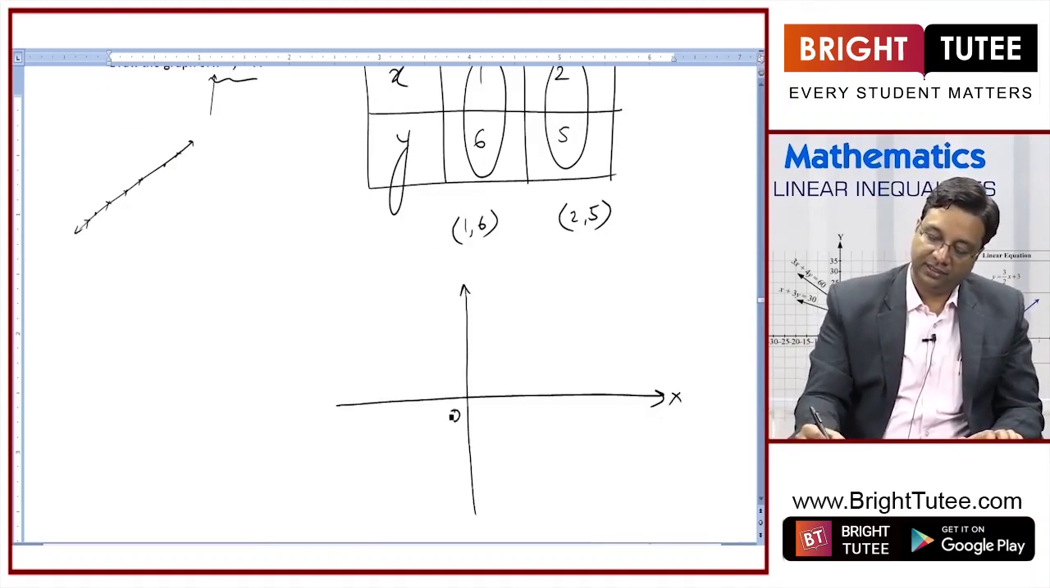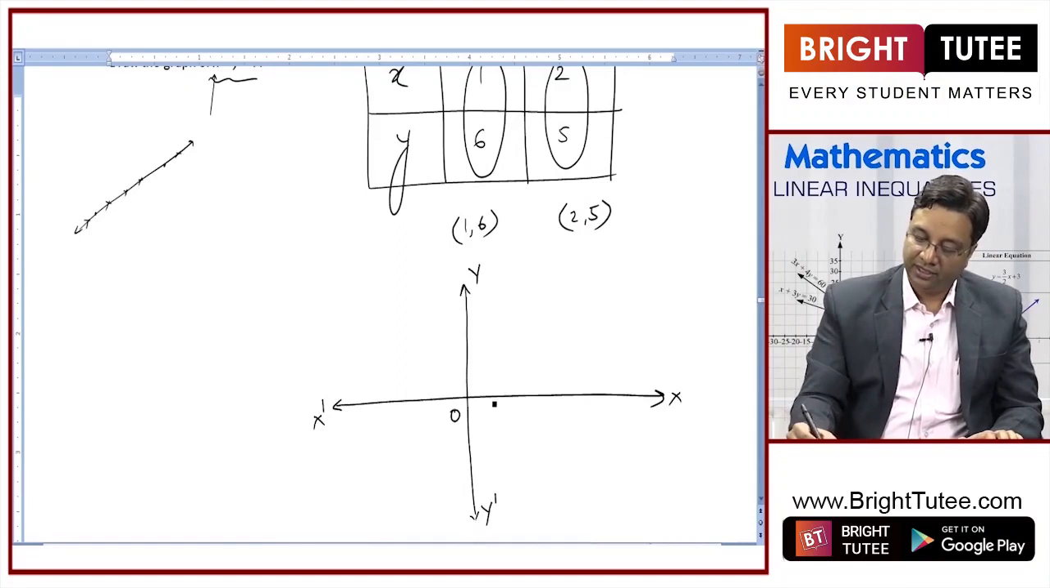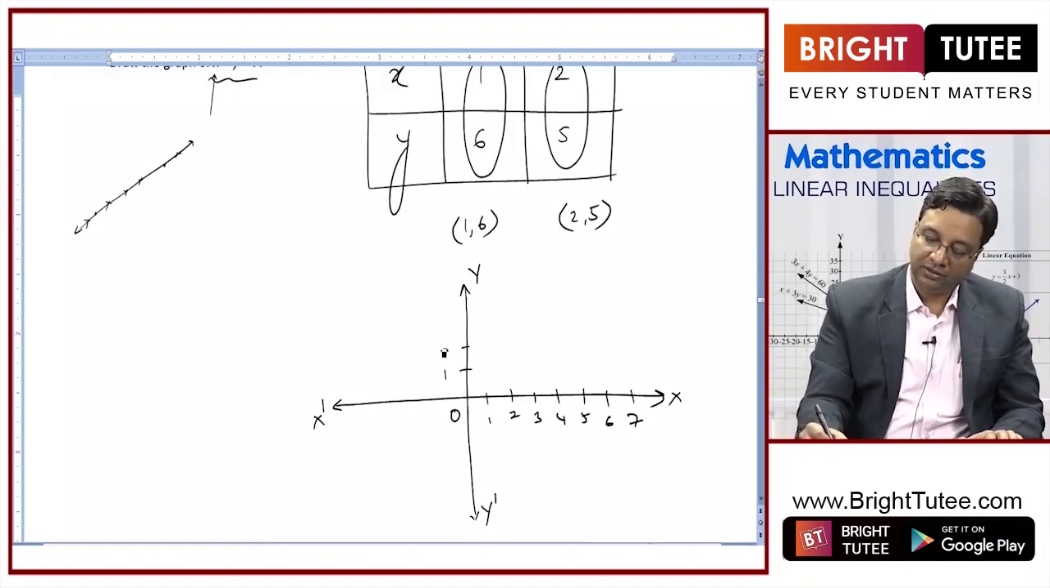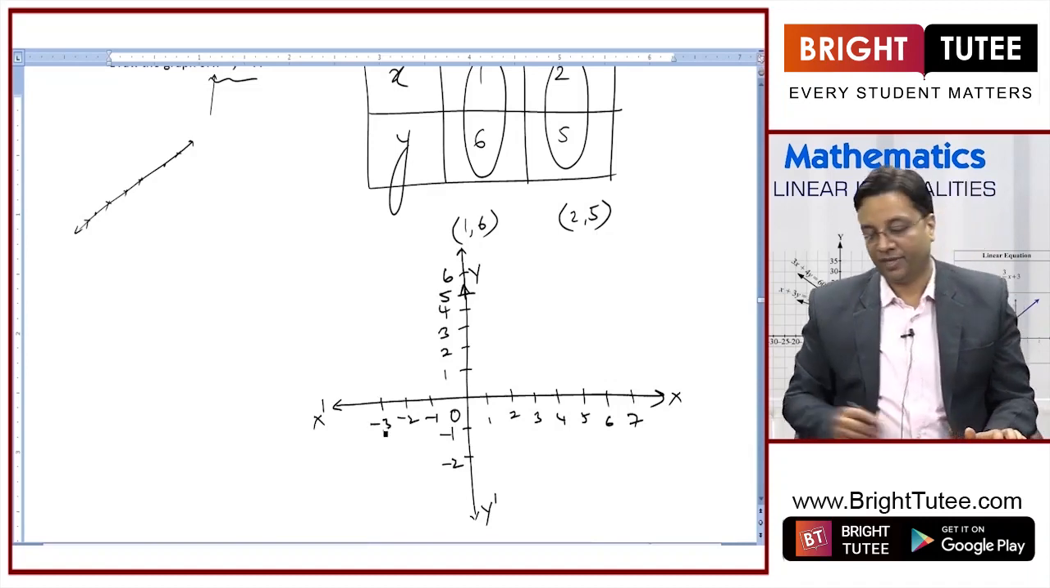This is x, this is O, x dash. This is y, this is O, this is y dash. This is 1, 2, 3, 4, 5, 6, 7. 1, 2, 3, 4, 5. Extend this line. 6, minus 1, minus 2, minus 1, minus 2, minus 3.